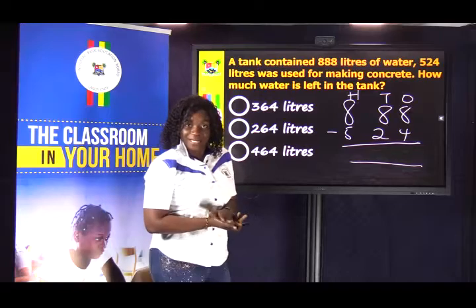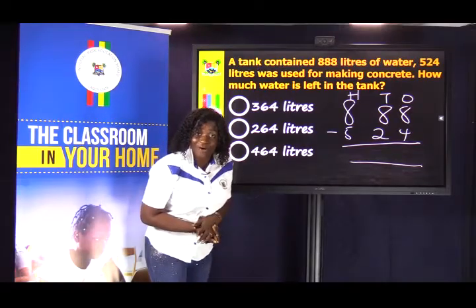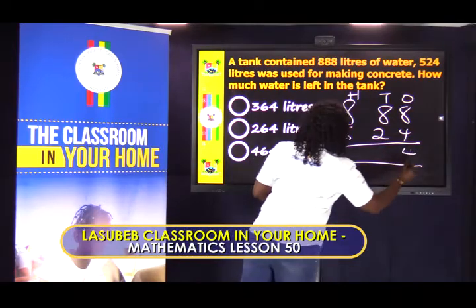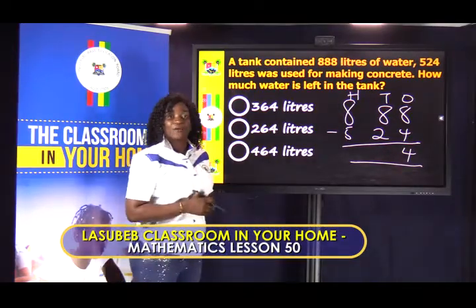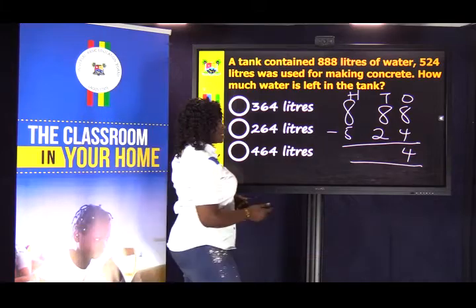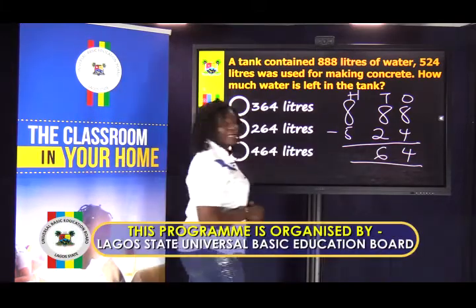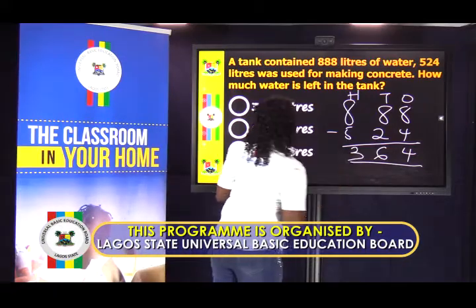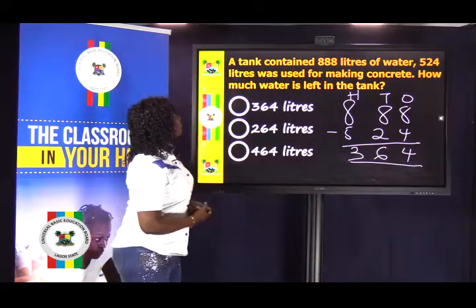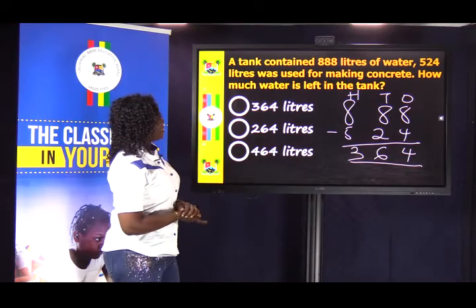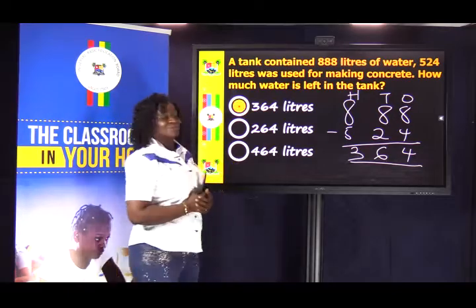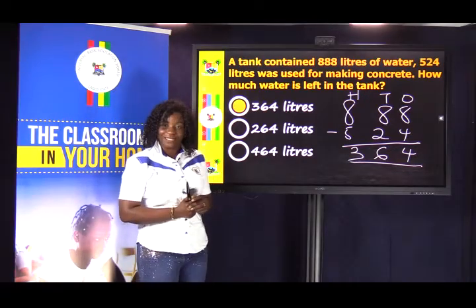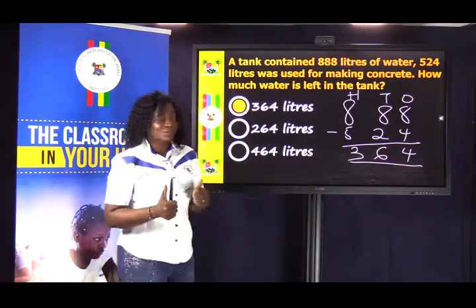So are we ready to subtract? Let's subtract together. 8 take away 4. Are you counting? Yes, 8 take away 4 is 4. Good job, you. 8 take away 2 is 6. Very good. 8 take away 5 is 3. Good. So how much water is left in the tank? We have 364. Are you with me? Are you following? Are you paying attention? Good job, you.